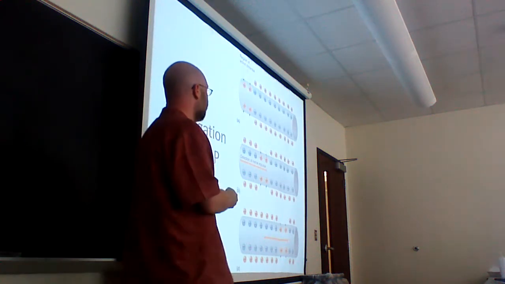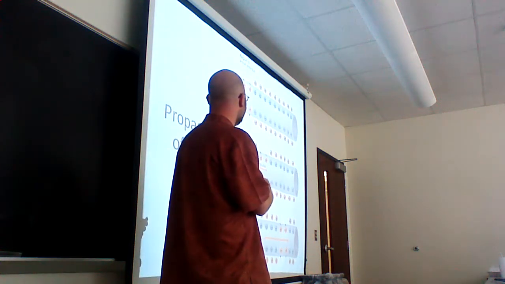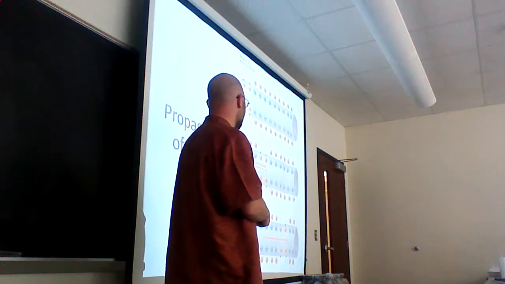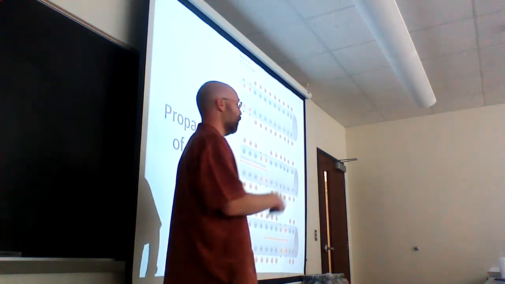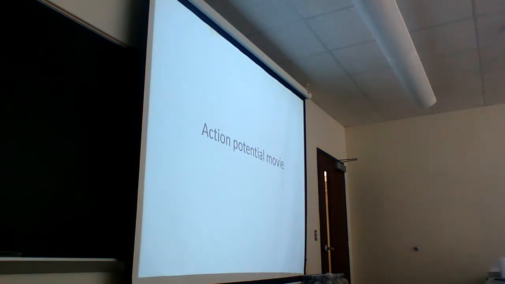So this wave of depolarization is going to move all down the axon, right? You're going to have an initial depolarization, and then you're going to have right behind it a repolarization. It's going to happen all the way down the axon, right? Okay, so that's what we're going to be dealing with here.